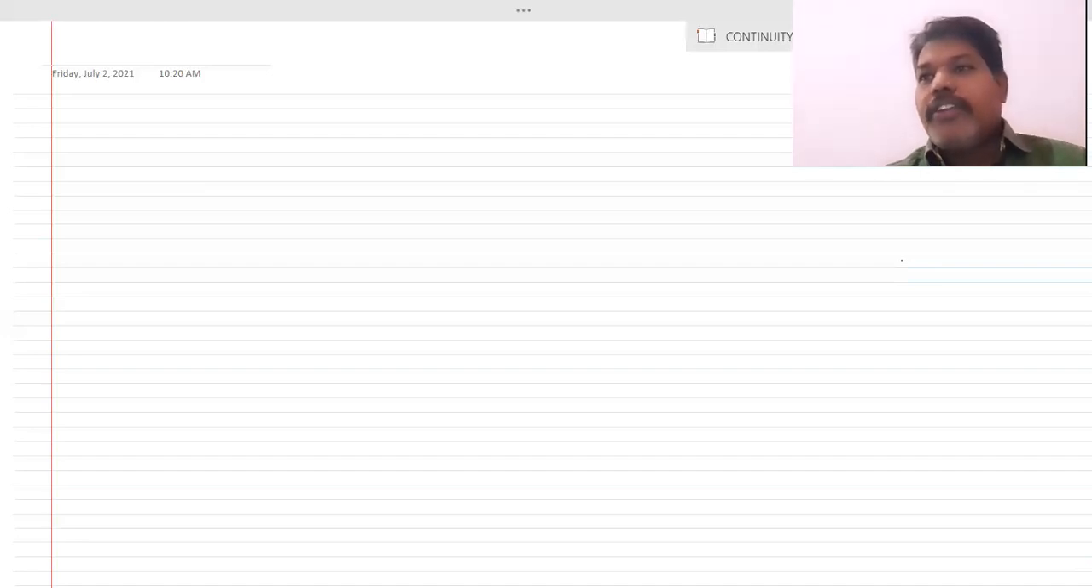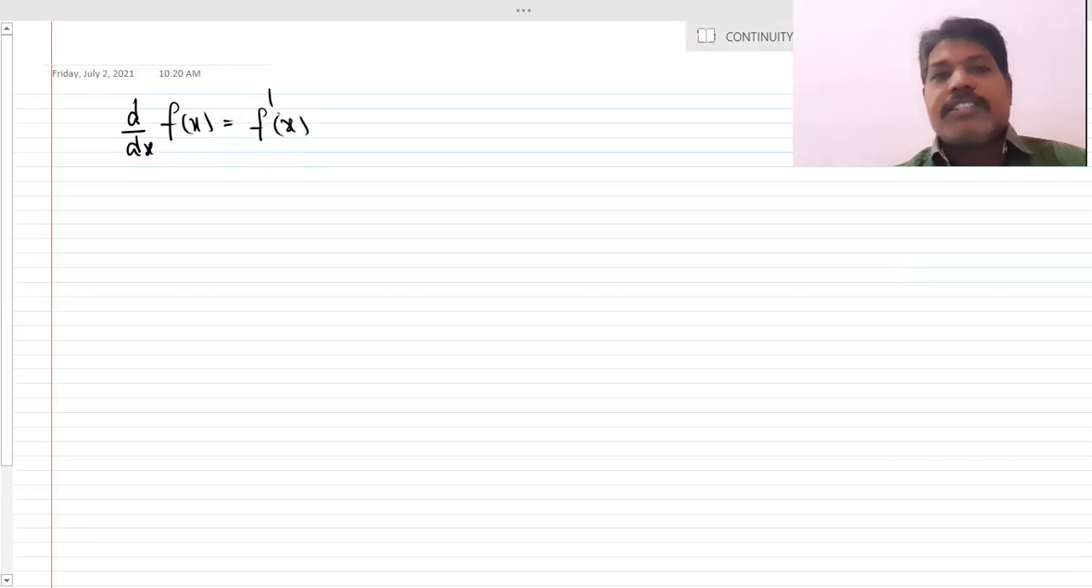The derivative of f of x. What is the derivative of f of x? Derivative of f of x is equal to f dash of x. Derivative of f of x means f dash of x.